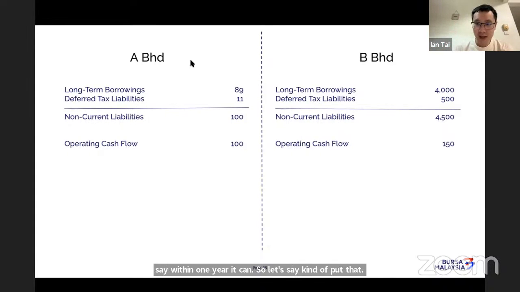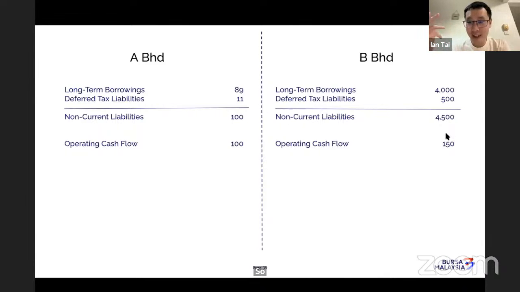For B Berhad, let's calculate the debt to operating cash flow. So it has this amount of debt, 4,500. That's the debt. All right. Operating cash flow 150. If the company chooses to actually pay off all its non-current liability, how long does it take? So Kok Cheng, Gan Kok Cheng says 30 years. Correct. It is like 30 years.